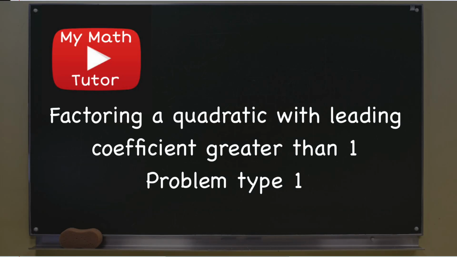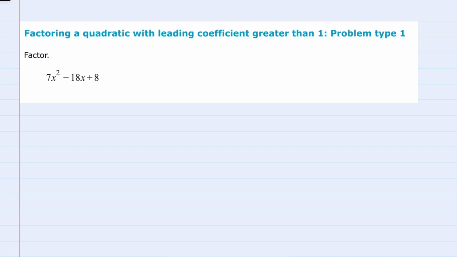In this video, I'll be helping you with the ALEKS problem type called factoring a quadratic with leading coefficient greater than 1, problem type 1. In this example, we're asked to factor 7x squared minus 18x plus 8, but we're told that we're factoring a quadratic, and this expression is just a trinomial. But we can turn it into a quadratic by using the AC method, and then factor it by grouping.